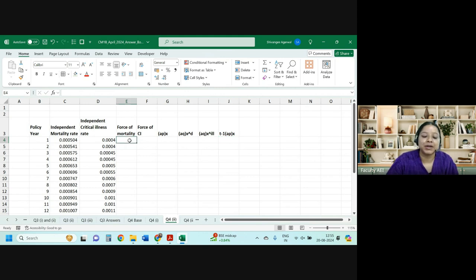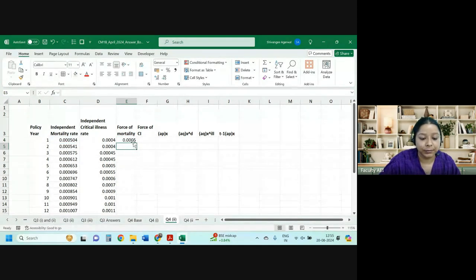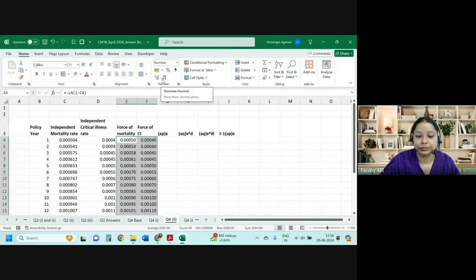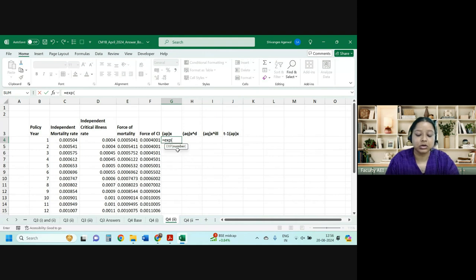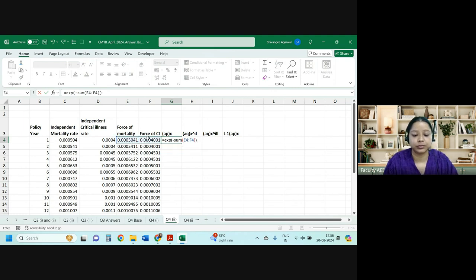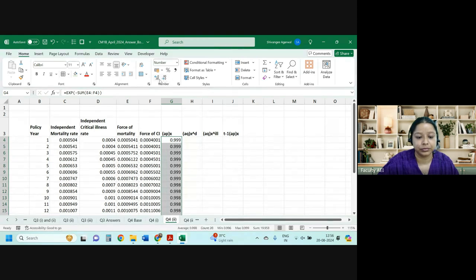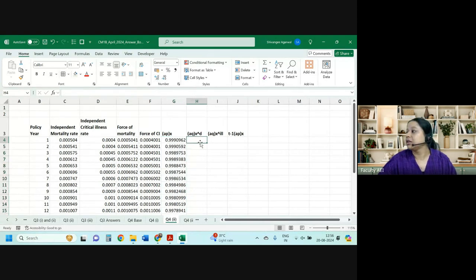Okay, how will we calculate force of mortality? This is the probability, right? So minus ln of 1 minus QX will give you mu X; this is QX basically. Same for this, drag. How do you calculate APX? E to the power minus the sum of these two. Then AQXD.